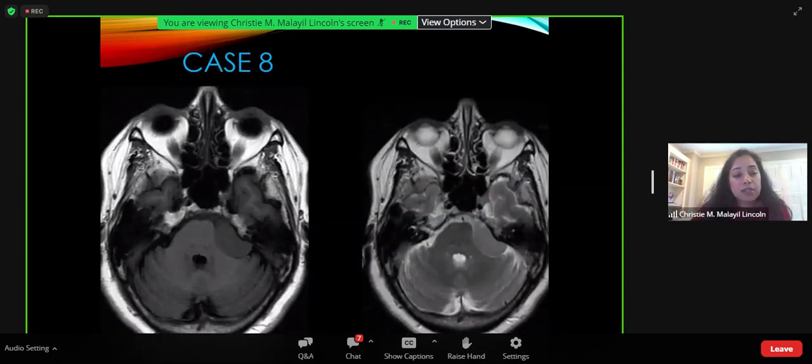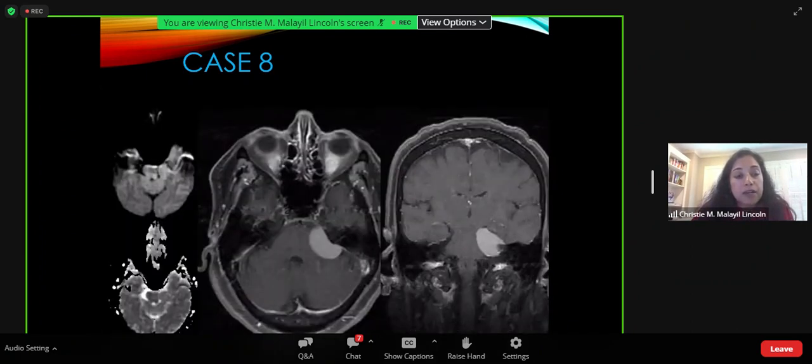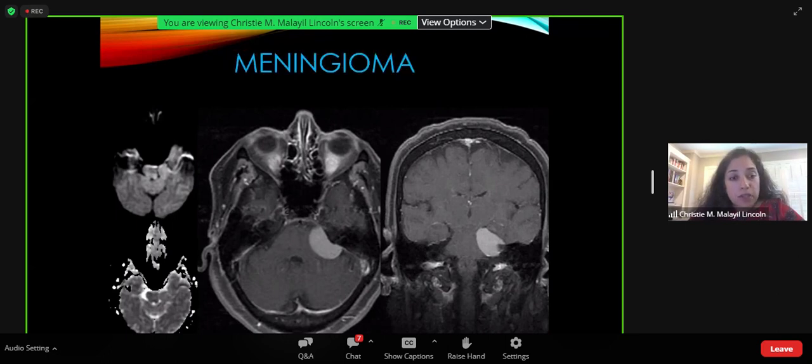So here's our next case. This is a lesion in the CP angle on the left side of the patient. On diffusion, there's maybe a little bit of restricted diffusion, that the ADC is a little on the darker side. On the image on the middle and on the right, the lesion enhances. So this is a meningioma.